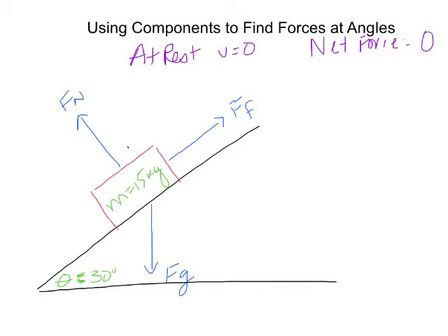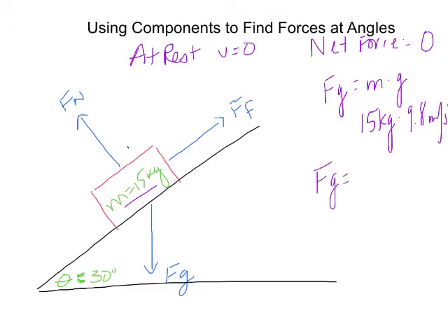All right? So let's just get as much as we can done on here, and then I will show you how to break up the angled forces into their components so we can actually complete this. But since we know the mass, we can add the force of gravity on here. So force of gravity is equal to mass times gravity, which will be 15 kilograms times 9.8 meters per second squared. F sub g is equal to 147 newtons.